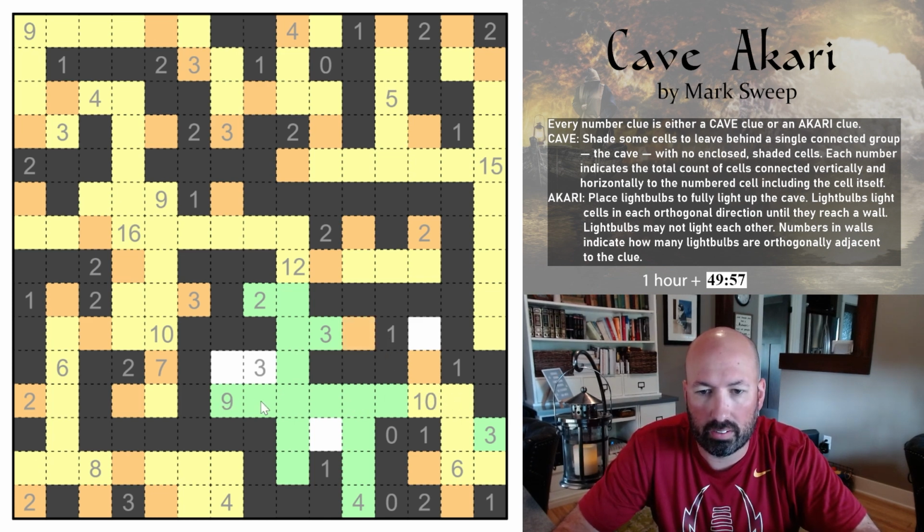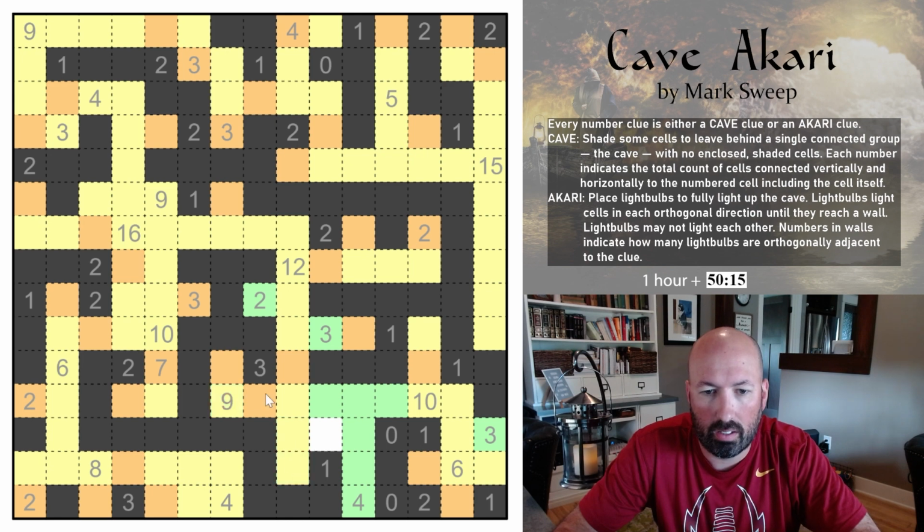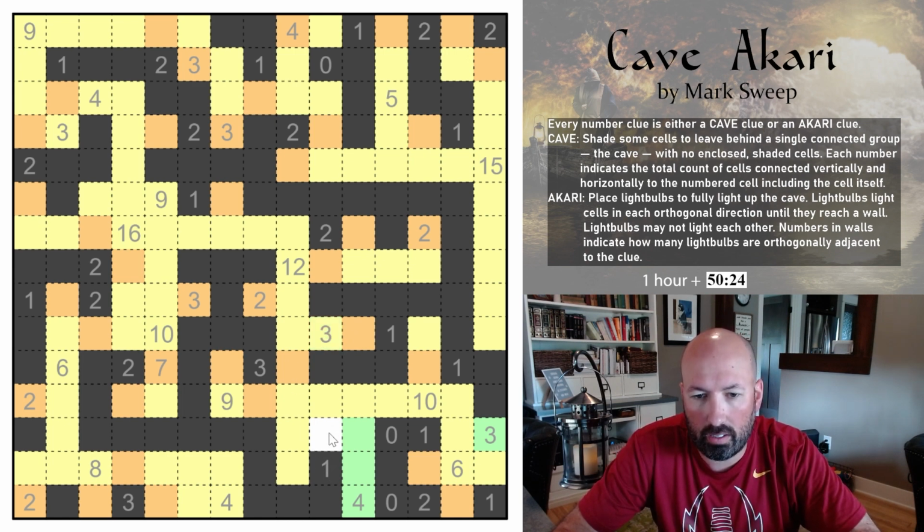2, 4, 6, 8, 9. This has to be cave. Yeah, so this has to be cave. And now this one can't be cave because it would have 4. It's got to be wall, which is going to have 3 lights around it. Light those all up. Now we have to have a light there. This one is already lit. This one here needs a light somewhere. Okay, we need a light.